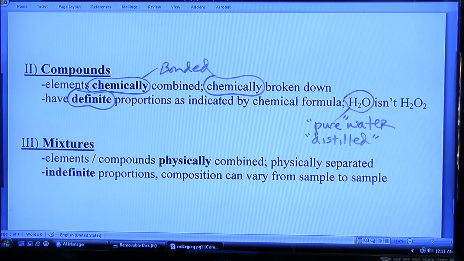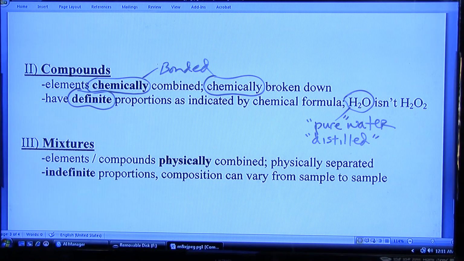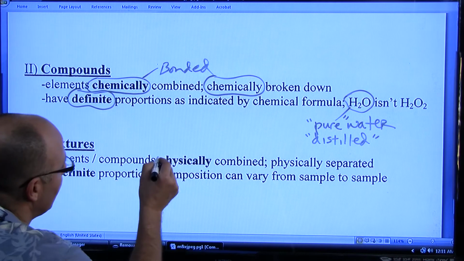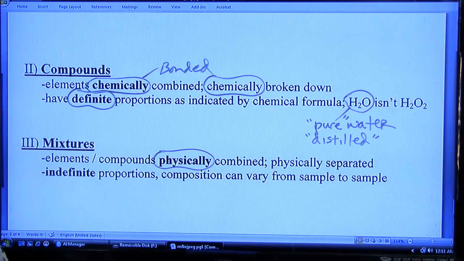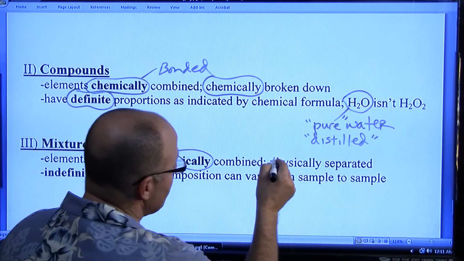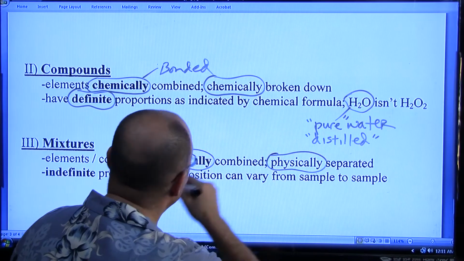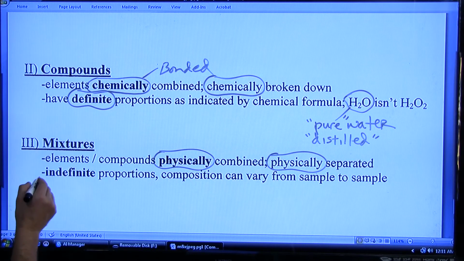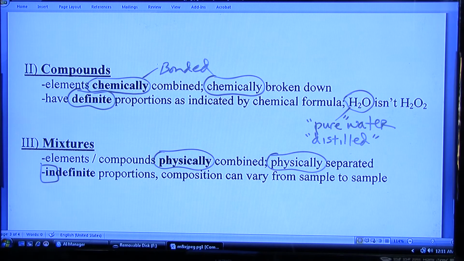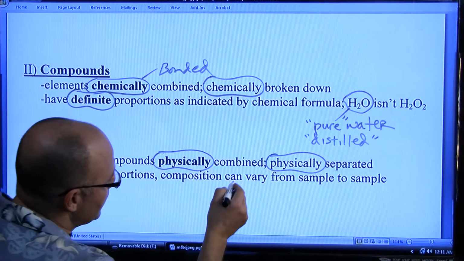Mixtures, on the other hand, are when you have elements and compounds, or compounds and compounds, or elements and elements physically combined. They're not bonded to each other. Therefore, they can be physically separated. Mixtures have indefinite proportions, which means it's totally up to the person making the mixture, the composition of that mixture. And so you'll see from sample to sample, there can be a change, they can vary.